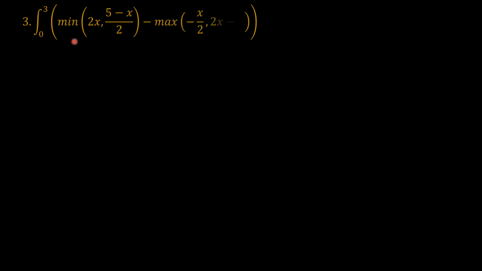So the next problem, as we said, was the integral of the minimum between 2x and (5 minus x) over 2, minus the maximum between negative x over 2 and 2x minus 5. So personally, I would just draw the graph. These are all linear functions, so the lines should be pretty much straight.